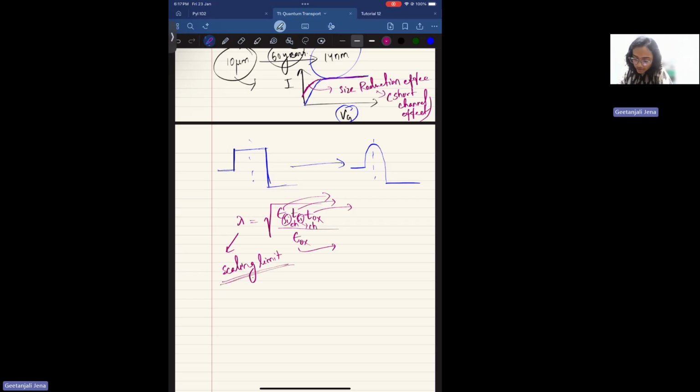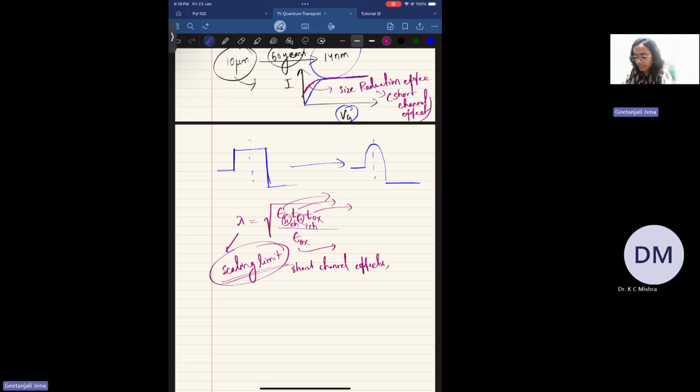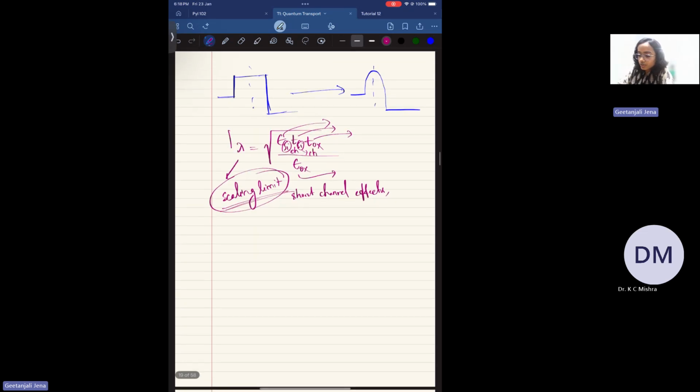This is the physical boundary. If you reduce the dimension of the transistor beyond this physical boundary, there will be short channel effects because of the size reduction. Because of this we'll see a leaky current, as well as effects due to quantum tunneling and some effects related to loss of electrostatic control. So the modern transistor should satisfy this natural length. This is the scaling limit.